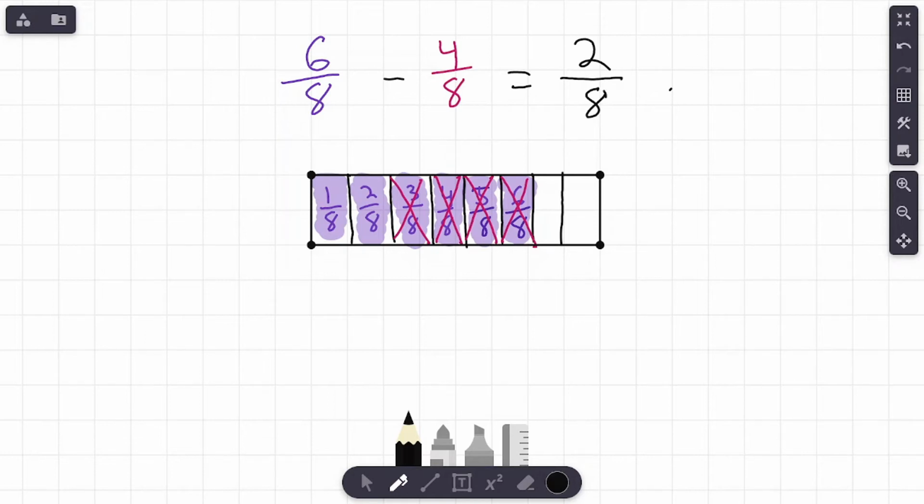It stays at 8. There's our fraction 2/8. Let's make sure our model matches up with that. Our expression, 6/8 minus 4/8 equaled 2/8. In our model, we've got 1/8, we've got 2/8. There you go.